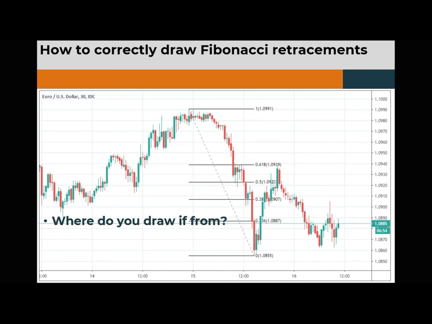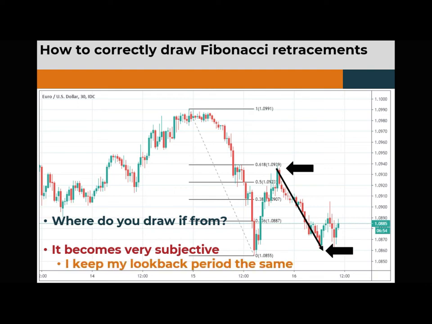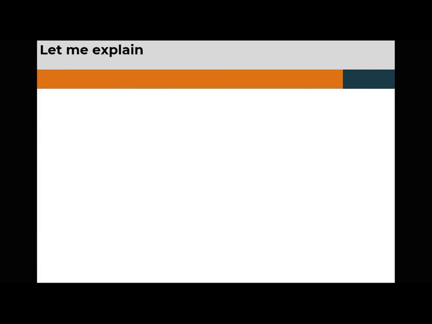So where do you draw it from? As I've mentioned, you typically draw from a high to a low or from a low to a high. But say, for instance, I decide to use that specific peak and trough. Now it becomes very, very subjective. What I'm emphasizing here is that between different traders, you will most likely see different Fibonacci levels. But I've got the solution to that. I will keep my look back period the same. You'll ask me, how do I do this? Let me quickly explain.